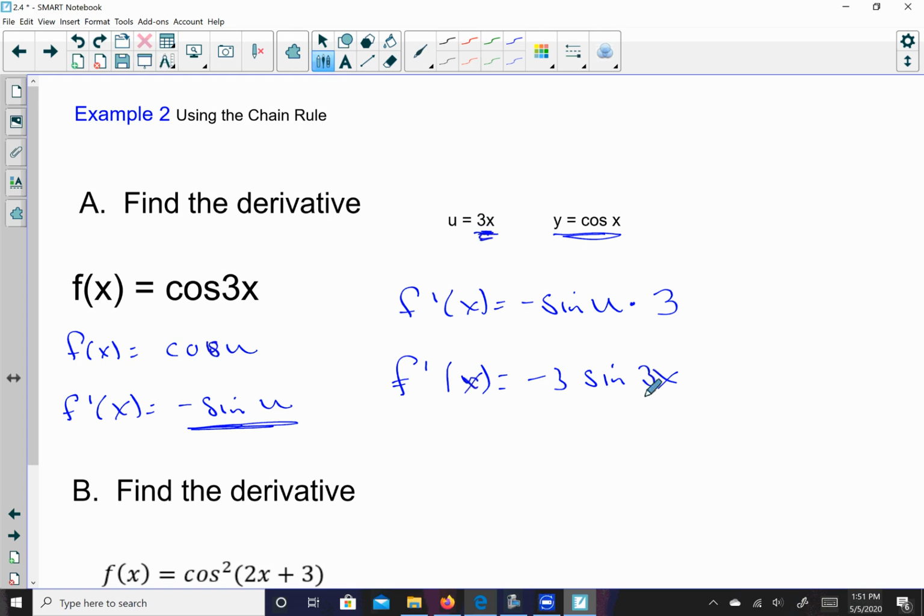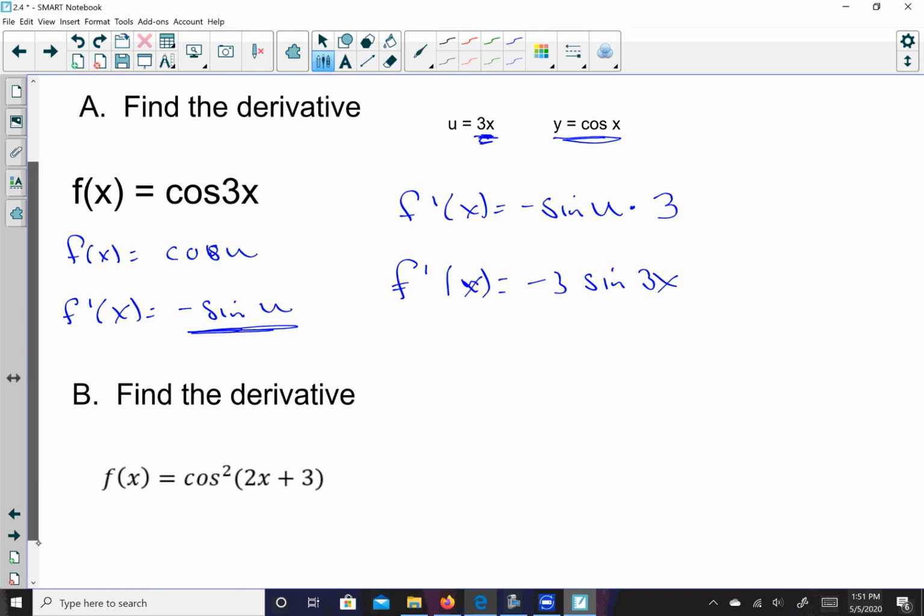Now, will you write all these steps every time? Probably not, but that's what you're doing.